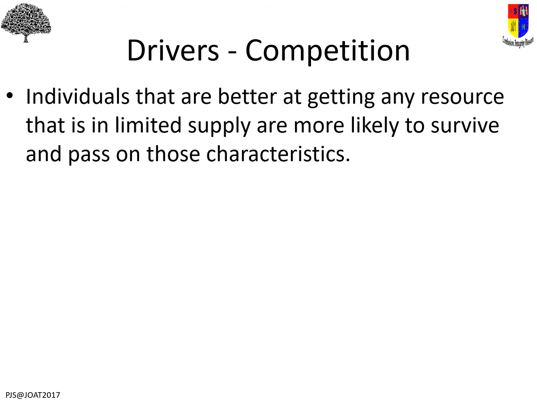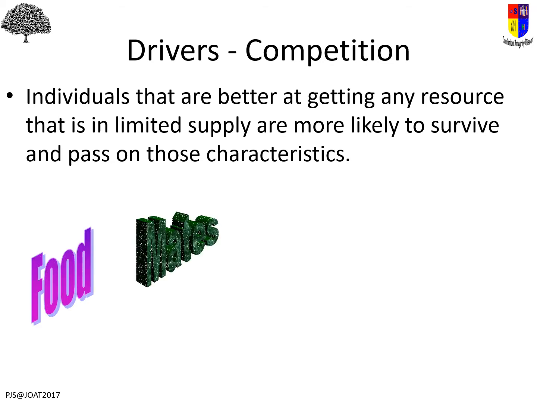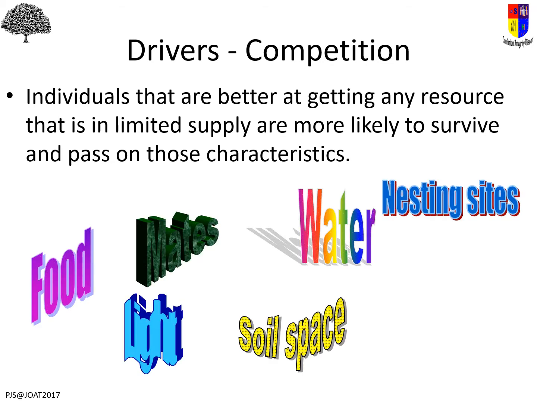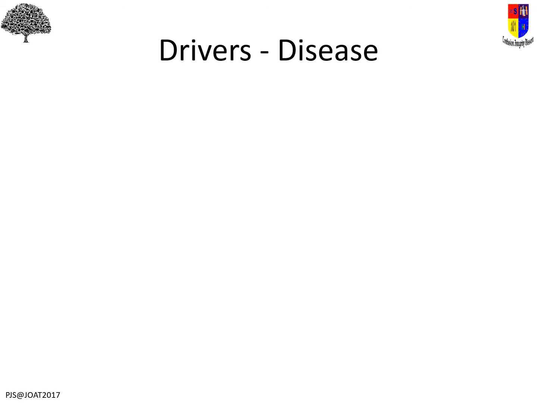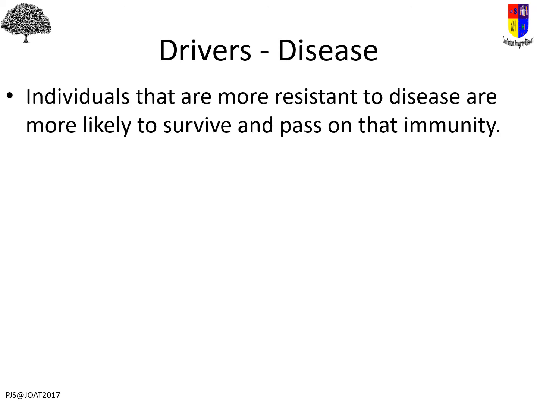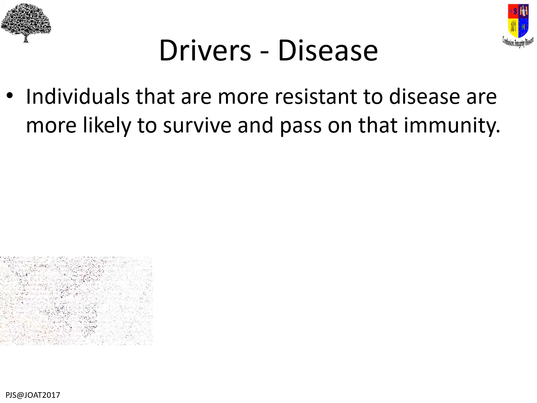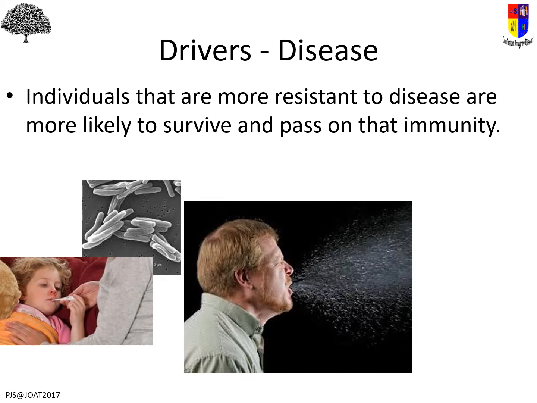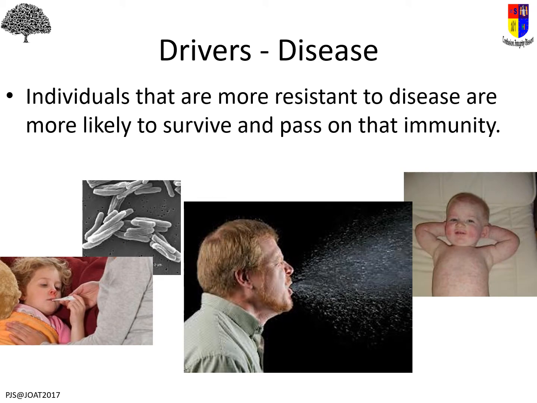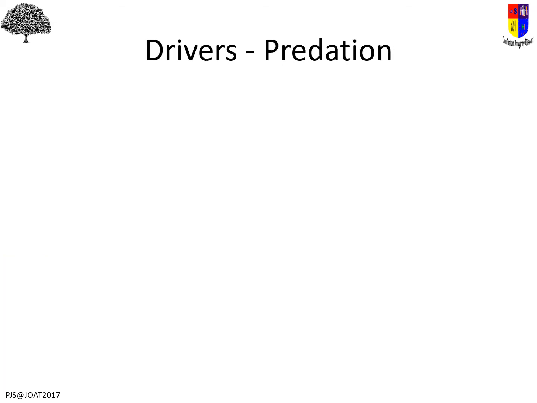First big driver, competition. So that's quite obvious. If you're better at getting a resource, you're more likely to survive and pass on. Okay, so any of the things that we had, and you could go on for ages. Disease is a really big one. Okay, so if you're more resistant to disease, then you're more likely to survive, you're more likely to pass on that immunity. Okay, so at the moment, obviously, we are very aware of this.